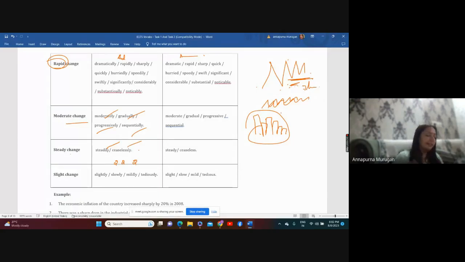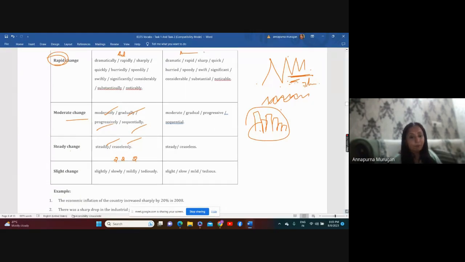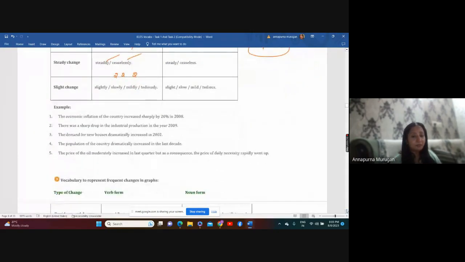So all these things. Slight change, what will we say when there is a slight change, point one, yeah, two. So a very slow change is happening. You can use the adjectives and adverbs like slightly, slowly, mildly, tediously, slight, slow. So mild, tedious, all these are the things that you people can use. Okay, getting this? Understood?